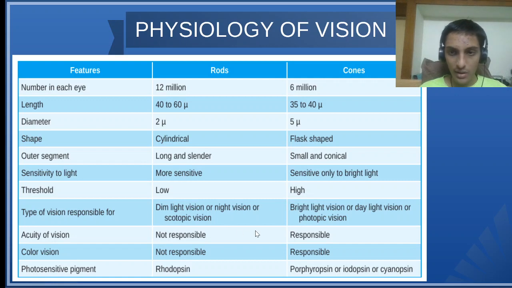Visual acuity. Cones responsible for visual acuity. Color vision. Again, cones are responsible for color vision. And photosensitive pigment, rhodopsin, when it comes to rods, remember R for rhodopsin, easier. And cones it is iodopsin. Okay, just remember only one, iodopsin, enough.